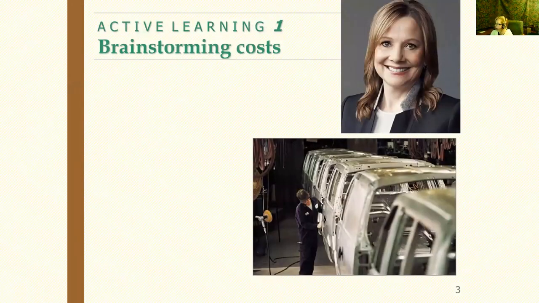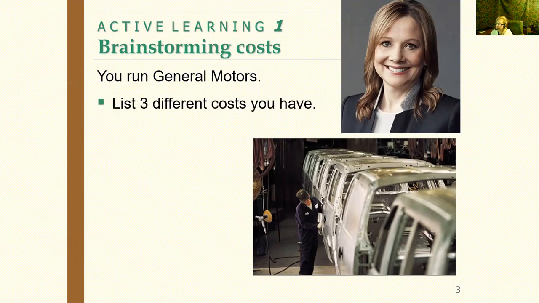All right, so here, if you don't know, this is the CEO of General Motors, followed by a snapshot of General Motors. So our first question is, let's say that you are the Chief Executive Officer of General Motors. Think about some different kinds of costs that you have. Many of you may be thinking already about the factors of production, and you might be thinking about the number one cost to most businesses, which is labor.